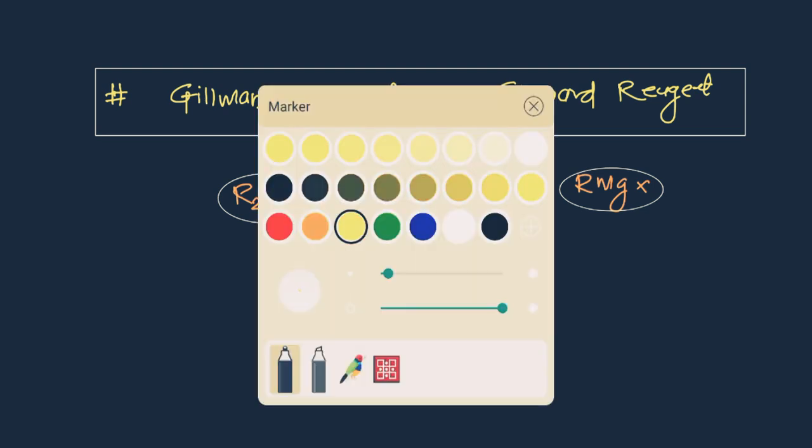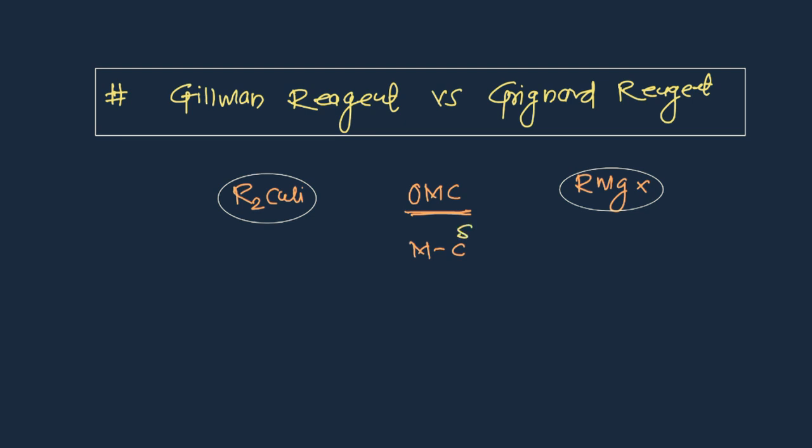As per the polarity, the carbon develops a negative charge and the metal develops a positive charge. So organometallic reagents are the source of a nucleophile, the source of a carbanion one can say, and they are also used for abstraction of a proton, abstraction of a hydrogen ion. Okay, so these are the two important uses of organometallic compounds. Now Gilman and Grignard reagents have special applications.